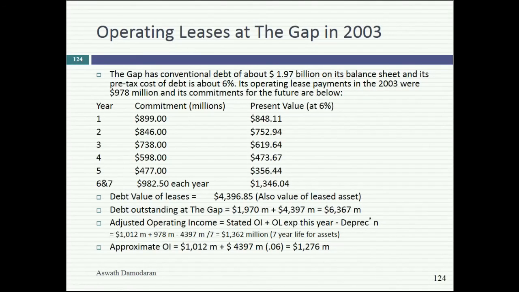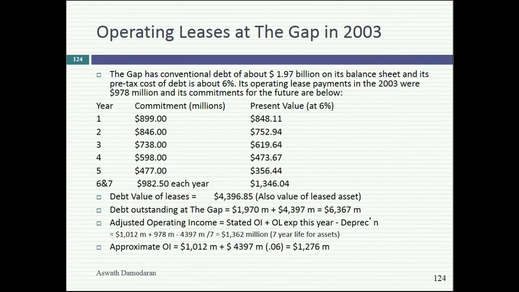If you look at the Gap in 2003, their conventional interest-bearing debt was about $1.97 billion. So the balance sheet said debt of $1.97 billion. This is long-term debt, bank loans, etc. They had lease payments of $978 million just in 2003. And they gave me commitments, right off the footnote. Remember, these are not expected lease payments. These are actual contractual commitments they've entered into: $899, $846, $738, $5... So basically, these are the lease commitments for the next 5 years.